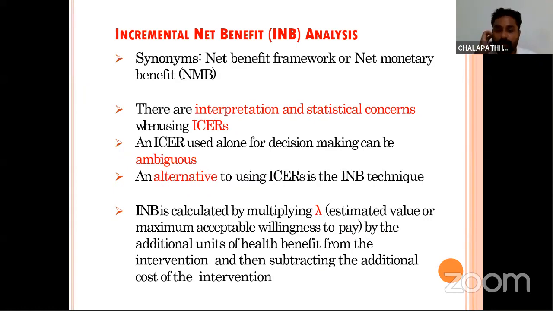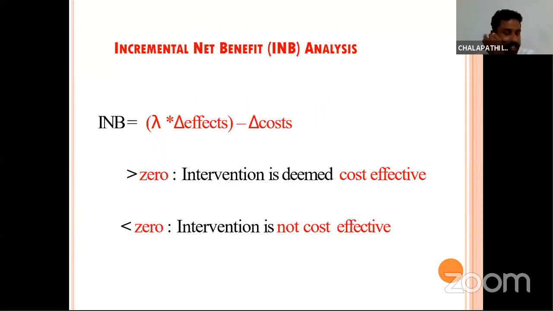So there is a term lambda. Can you see the lambda? Lambda is willingness to pay. I multiply this lambda with the effect that I got, and subtract the cost that I am paying. Since it is a difference, if INB is coming more than 0, that means the effect is outweighing the cost. The effect is far better than the cost. Then I can say that my intervention is cost effective.